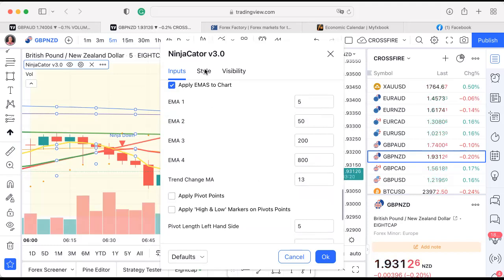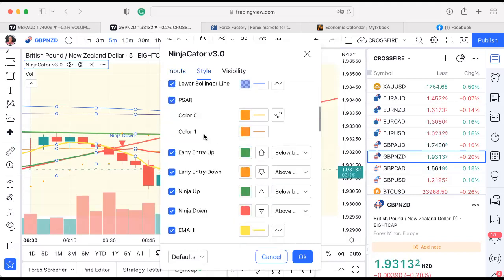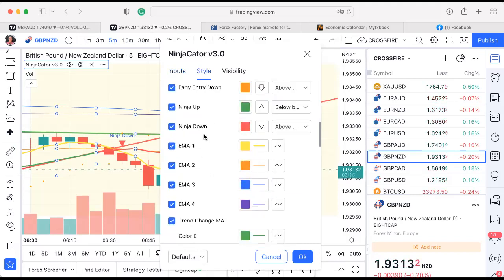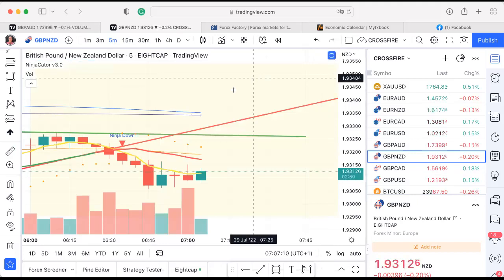And then you choose your colors. The colors are entirely down to you, but if you go to style, you can decide what colors you want. Those are mine. So the 5 moving average is yellow. The 50 moving average I've got as orange. The 200 moving average I've got as blue, and the 800 I've got as purple. Yeah, that's what I've got there as well. Okay, thank you, Richard. Not a problem.